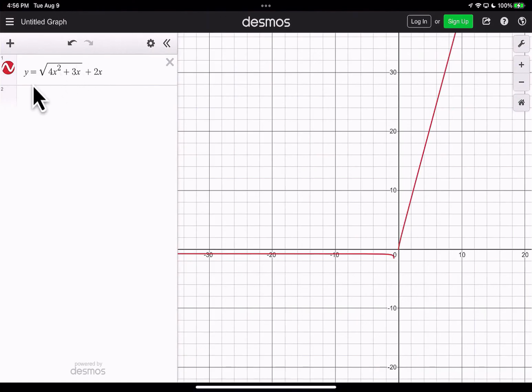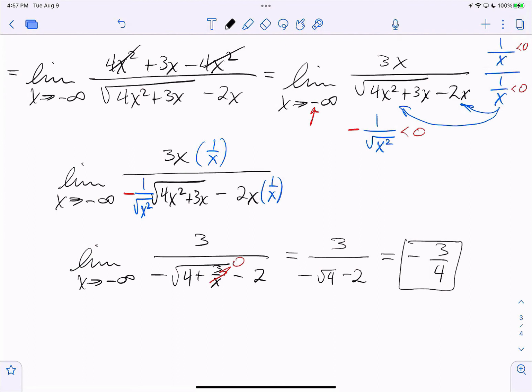Here I have the graph of y equals the square root of 4x squared plus 3x plus 2x. And as we can see, moving to the right, that's blowing up to positive infinity. And moving to the left, we have a horizontal asymptote. I can't see the actual value here because my scale isn't letting me, but what I can see is that the answer is negative. That agrees with what we found.